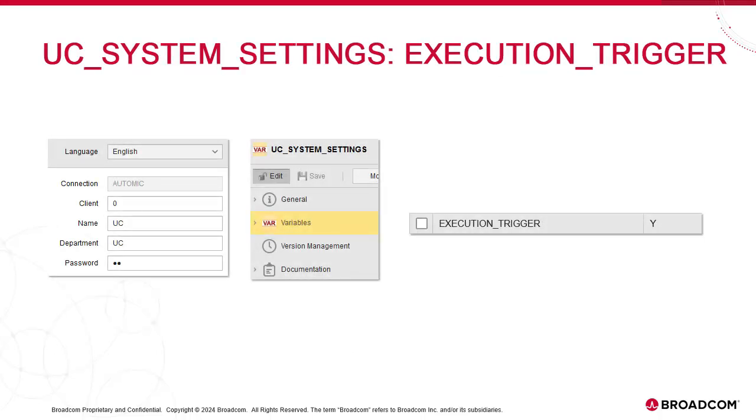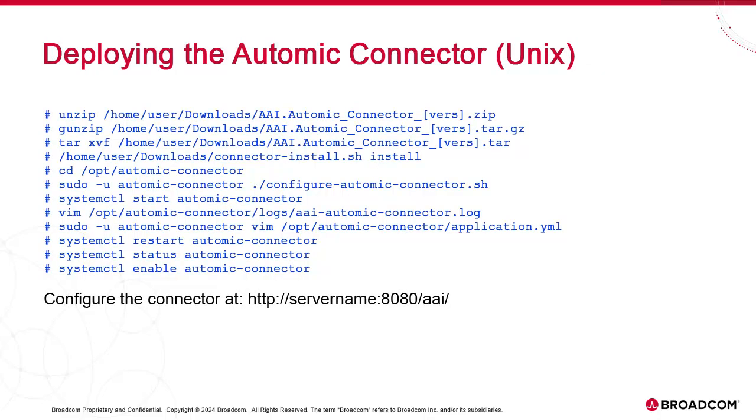Before deploying the Atomic connector framework, make sure you log into client 0 in Atomic and check that the variable execution trigger is enabled in UC system settings. The command should be consistent with what we just described. Unzip the file, gunzip the tar.gz package, untar the package, install the framework, execute the configuration script as the Atomic connector user, configure by entering the appropriate values which propagate to application.yaml.